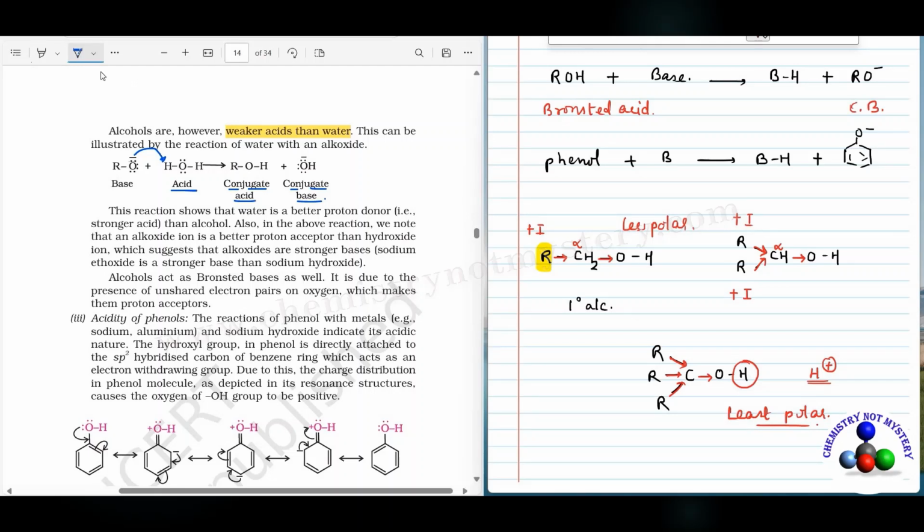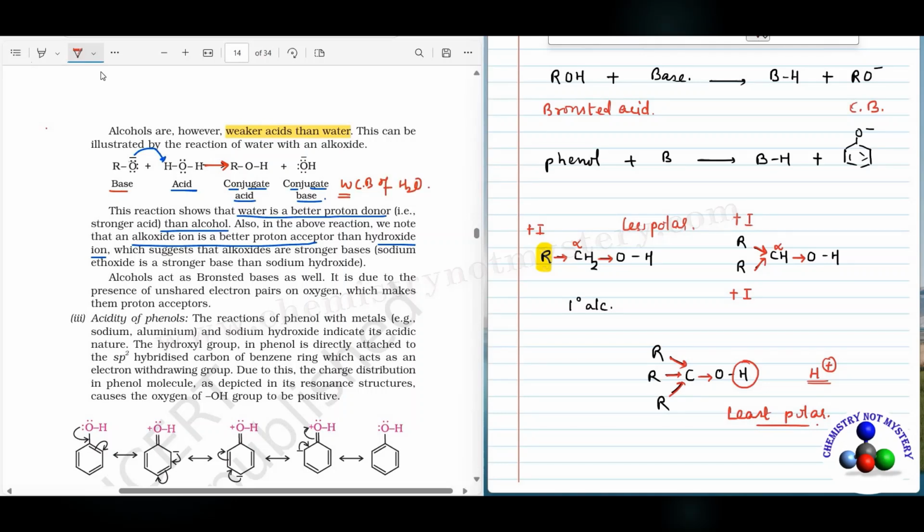This reaction shows that water is a better proton donor than alcohol. Also in the above reaction, we note that alkoxide ion is a better proton acceptor than hydroxide ion, which suggests that alkoxides are stronger bases. Because the reaction is unidirectional, when you see the direction of the reaction, this is a unidirectional reaction. That means when hydroxide ion reacts with alcohol, it won't be able to abstract H plus from the alcohol molecule, as hydroxide is a weak conjugate base of water.